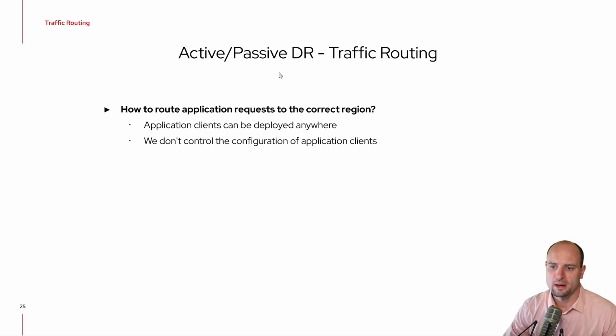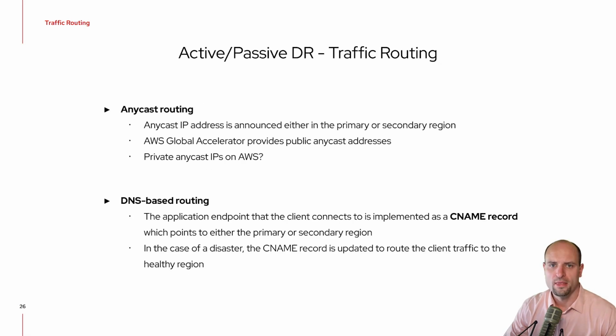In our case, the application clients need to be able to connect to our applications running on OpenShift clusters. These clients can be deployed anywhere, whether on-prem or in the cloud. And also, in our case, we do not control the configuration of these application clients. That means we cannot, for example, reconfigure them to connect to the other region. There are two common approaches that can be used to reroute the traffic between regions. There is anycast routing and there is DNS-based routing.